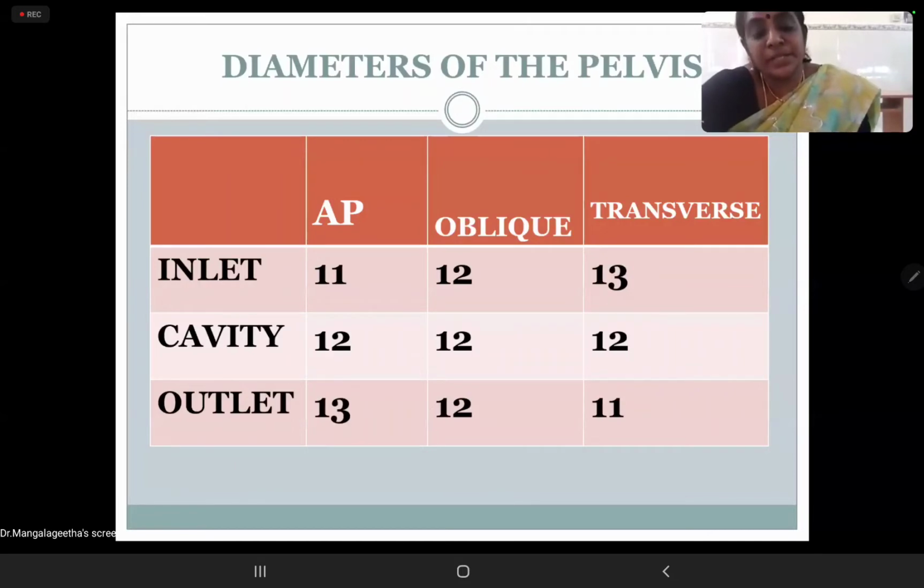Now this grid, I have put for easy remembrance. So inlet, cavity, outlet. It is easy to remember if you write like this. Anteroposterior, oblique, transverse. 11, 12, 13. So in the inlet, AP is smaller, 11, but transverse is bigger, 13. The outlet, transverse is smaller, 11, but the AP is bigger, 13. Cavity is all the same. So 11, 12, 13. If you remember this number, it will be easier to know the diameters of the pelvis.